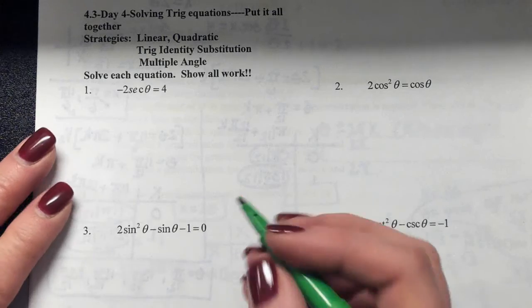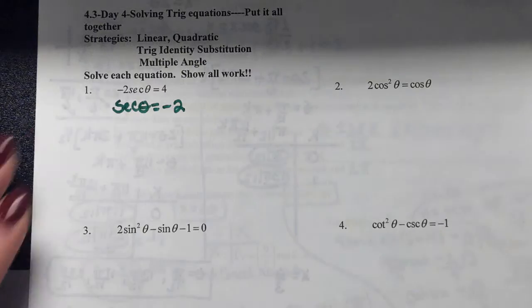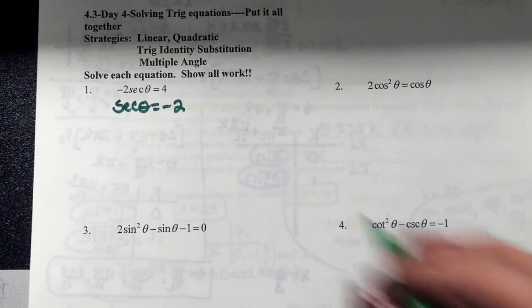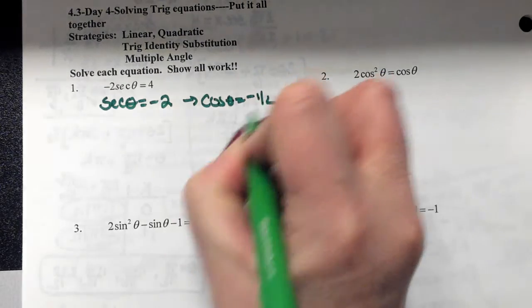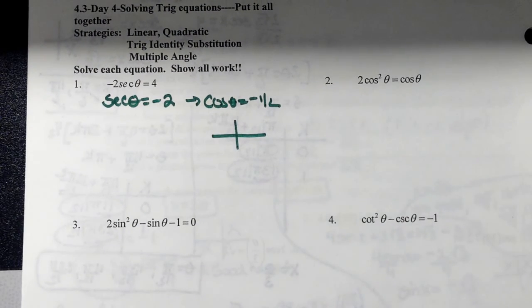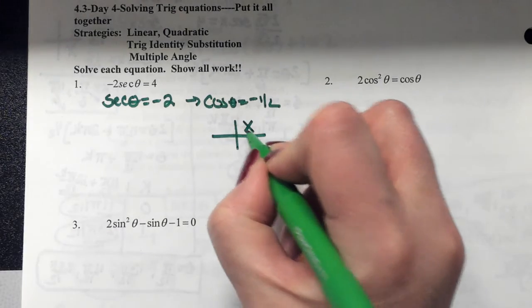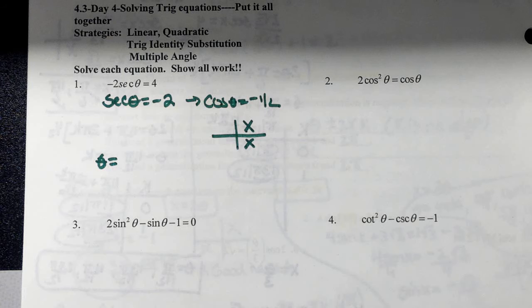So then I'm looking at where secant theta equals -2. Again, I know secant is the reciprocal of the cosine, so really we were looking to see where cosine is equal to -1/2. Remember, cosine is negative in quadrants 2 and 3. So what are my angles going to be in quadrants 2 and 3? It's going to be where theta is equal to what?